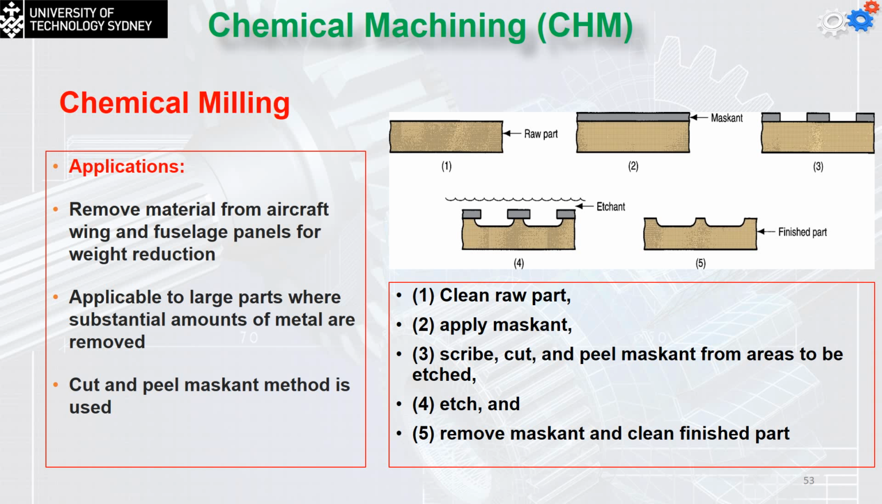The application for that is removing material from aircraft wings and fuselage panels for weight reduction. It is applied to large parts where substantial amounts of metal are removed. The cut and peel masking method is usually used.